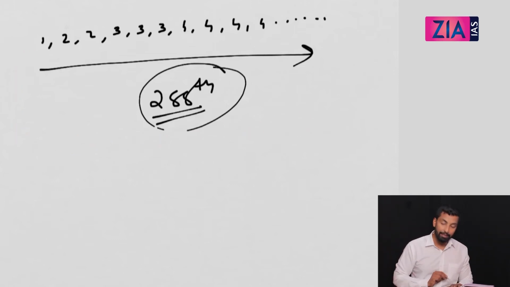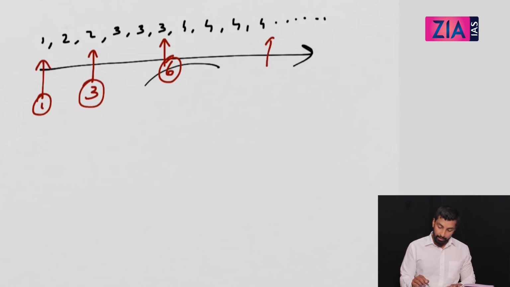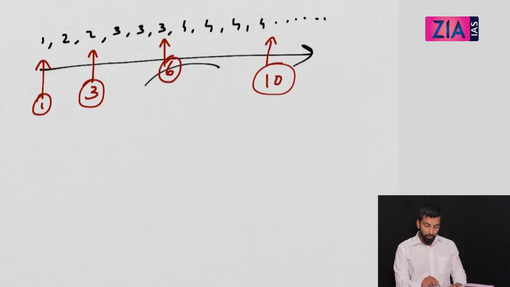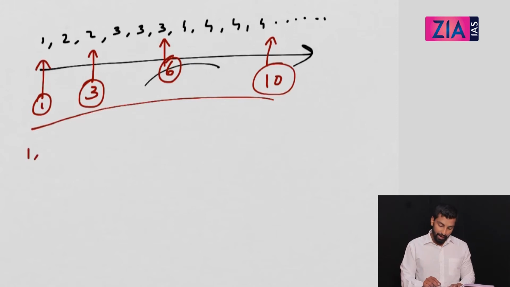So let's find the 288th term of this series, 1 2 2 3 3 3 4 4 4 4. Let's understand the speciality of this series. See, this is the first term, and the second and third terms are 2. So this is the first term, this is the third term. Now 3 means this is the sixth term, and this is the 10th term. Okay, so if you observe here 1, 3, 6, 10, what is the speciality? These are sigma n numbers. What are sigma n numbers? 1, 3, 6, 10, 15, 21, etc. We have seen this, right? So these are sigma n numbers.